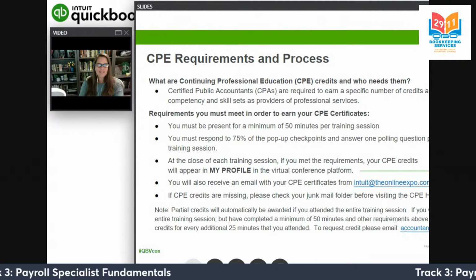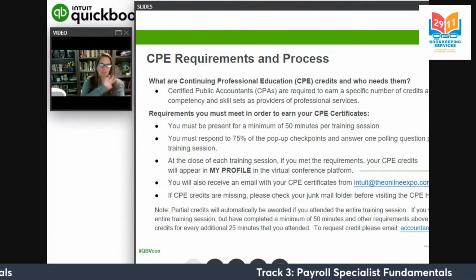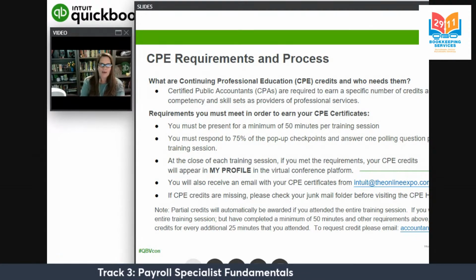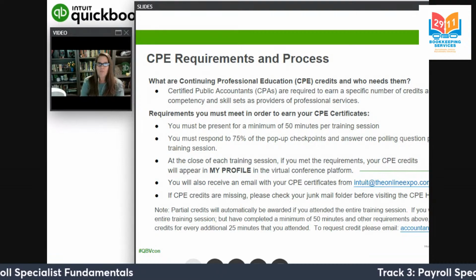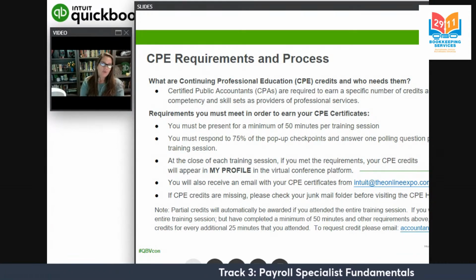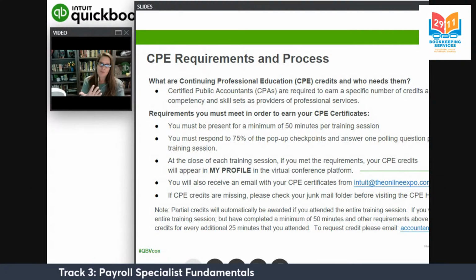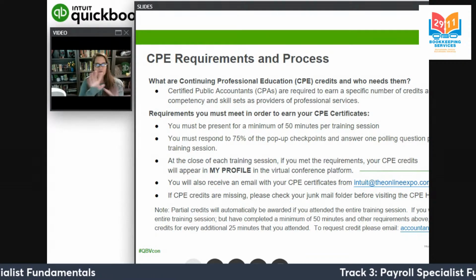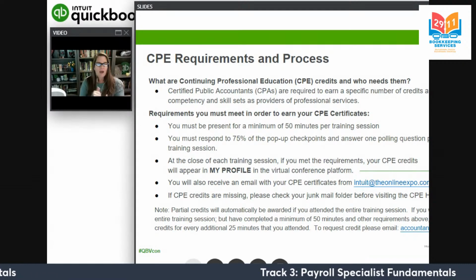So you guys are going to get CPE credit for today. I'm not going to read this whole slide to you. What you need to take away from this is that you have to be present for a minimum of 50 minutes in order to get one CPE credit. You also have to respond to 75% of the pop-up checkpoints that are going to show up in the environment that you see. There's going to be a bunch of different windows, and then I'm going to have a few polls for you to answer.